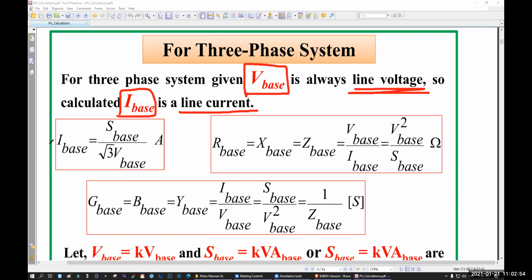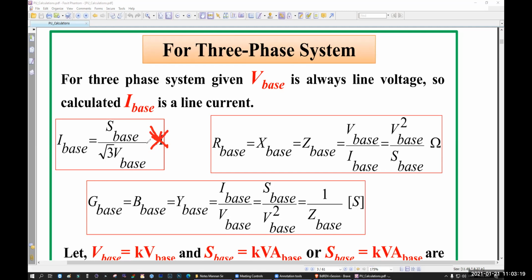What about your I base? I base will be S base divided by √3 V base. Why is there a √3? Because it is line voltage, right? That's why you have to give 1 by √3. So S base divided by √3 V base, and again, this will be ampere. Do not worry about these.